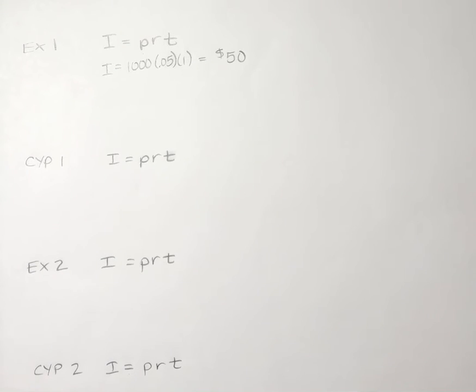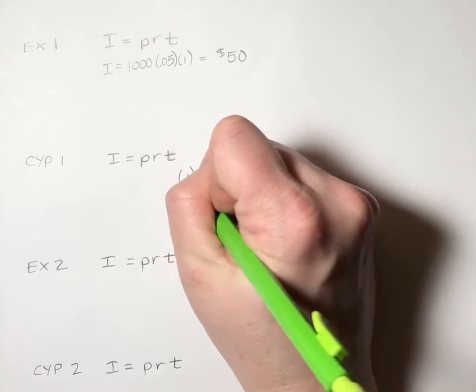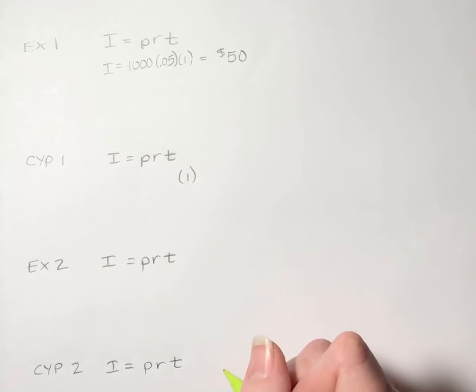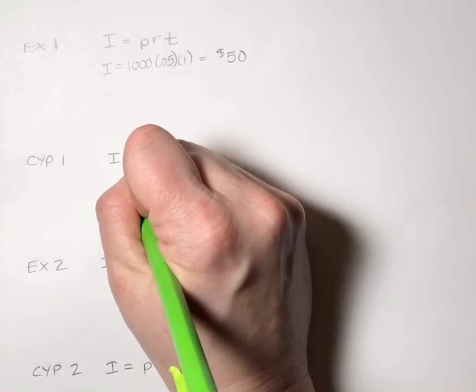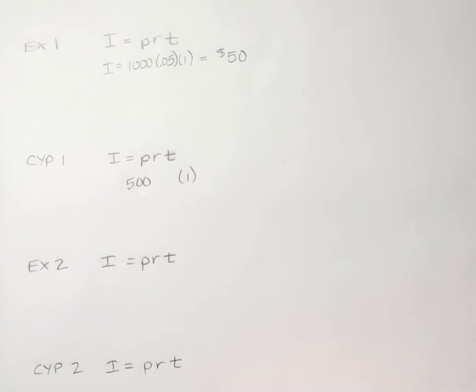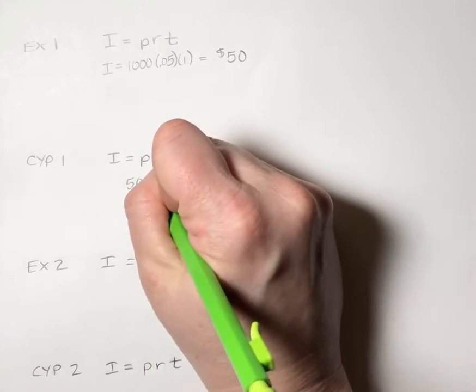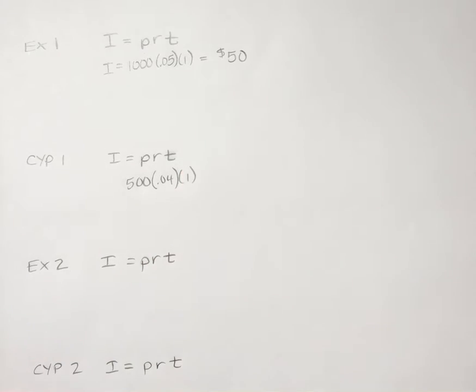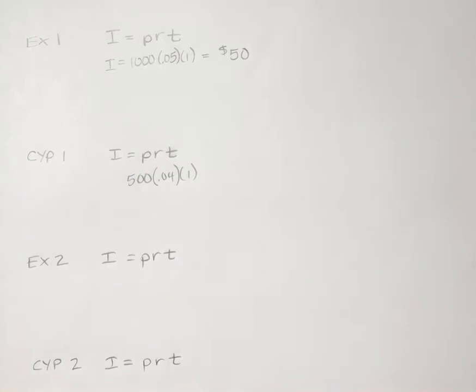Check your progress 1. Calculate the simple interest earned in 1 year. Again, my time is 1 year. On a deposit of $500, so I'm depositing $500, that's my principal. On an interest rate of 4%. So if my interest rate is 4%, I have to use the decimal 0.04. So I take 500 times 0.04 times 1, and I get $20.